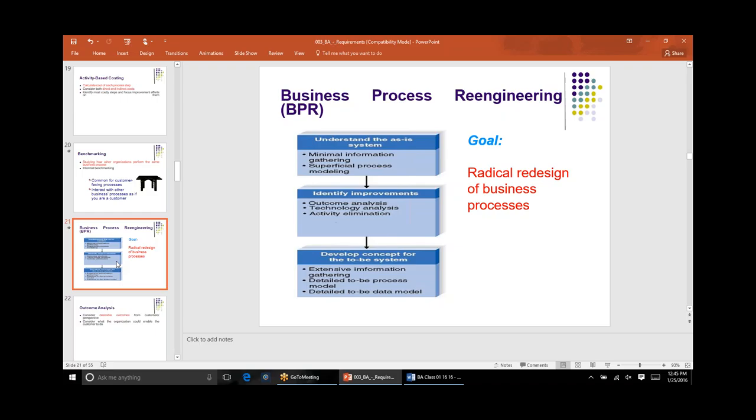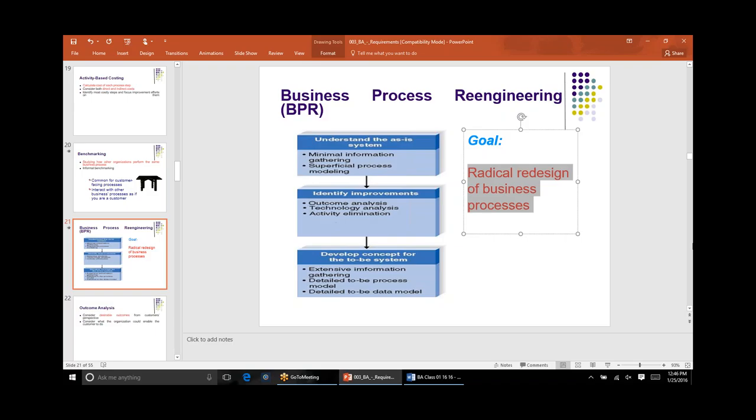Now the next one is business process reengineering. In business process reengineering, we are basically changing, and I would like you to make a note here, radical redesign of business processes. Business process reengineering basically means radical redesign of the business process. Please make a note of that statement.